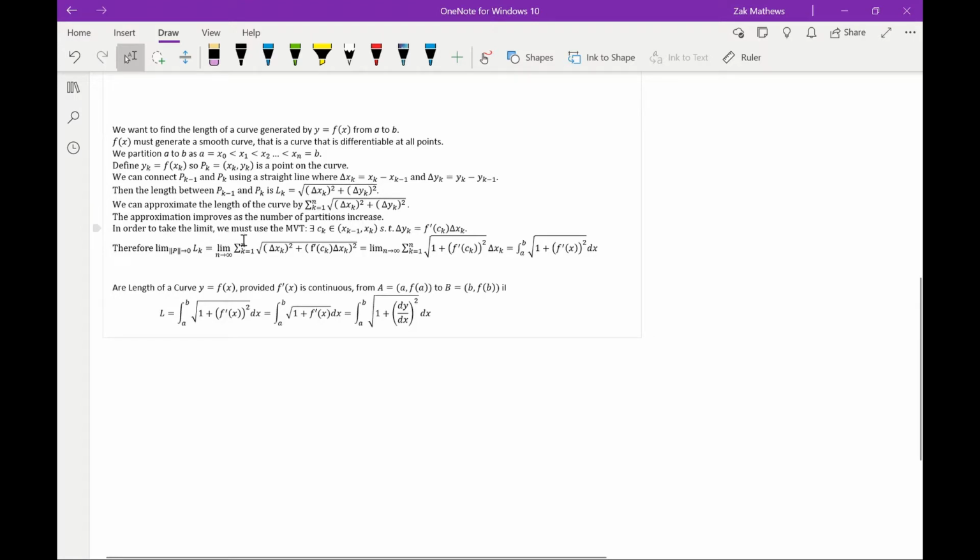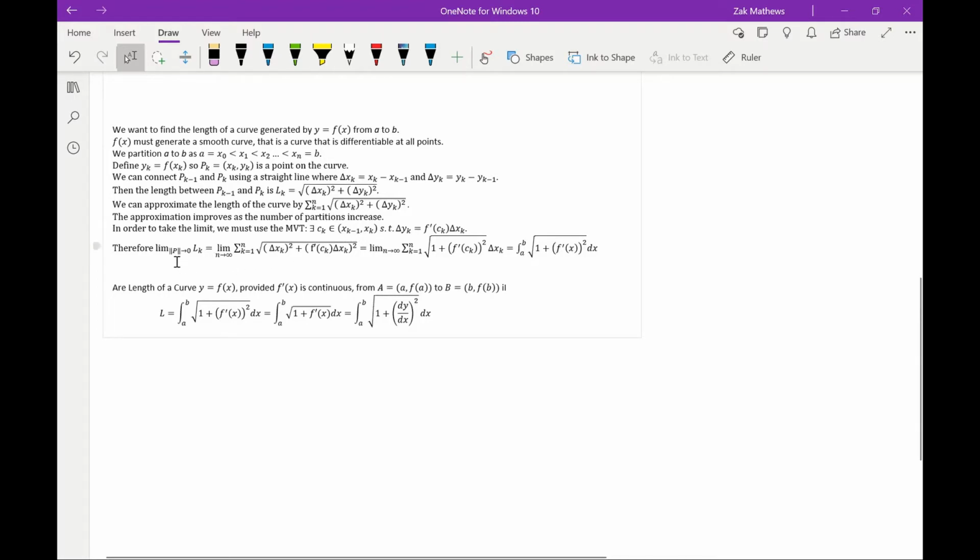And so in order to take the limit, we have to use the mean value theorem because we need to express our delta y's in a slightly different way. So we can say there exists a ck in this interval xk minus 1 to xk, just in our partition, such that the change in y is equal to f prime at that point times the change in the x's. So this is just the mean value theorem, a summary of what we saw in Calc 1.